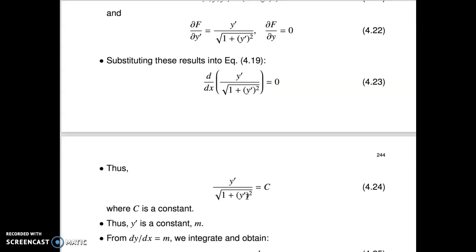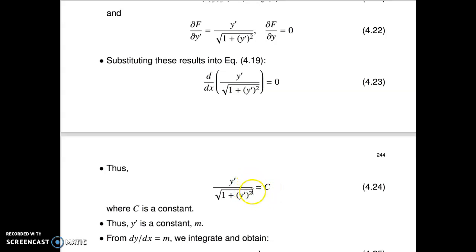If c is a constant, then you can solve this equation for y prime in terms of c. I haven't written it out, but you could square both sides, so you would have y prime squared, and then the same expression in the denominator without the square root. You have c squared on the other side. Multiply by the denominator on both sides. You get a quadratic equation for y prime. You can solve for y prime in terms of c. All you're going to find is that y prime is also just a constant.